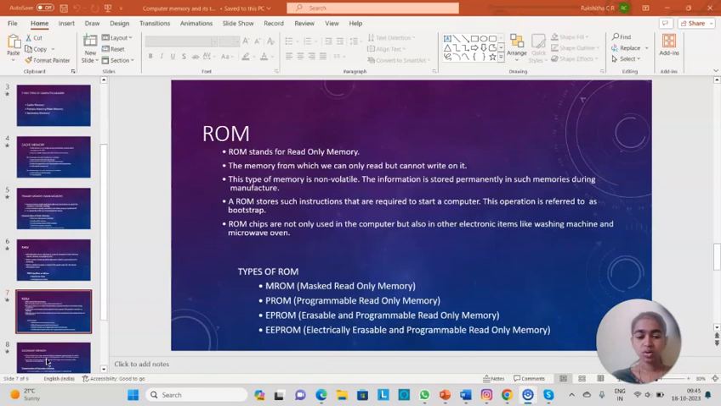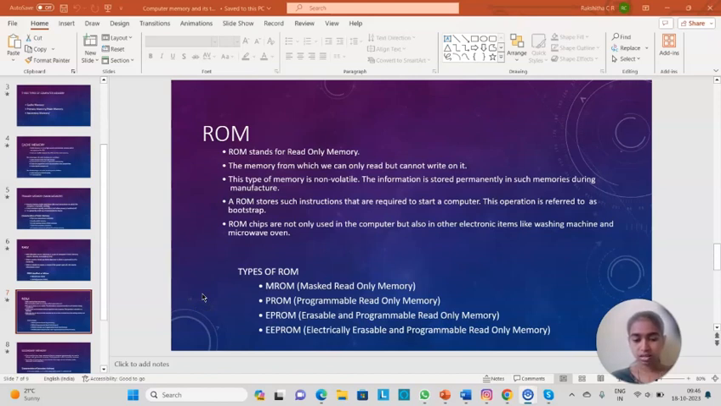ROM chips are not only used in computers but also in other electronic items like washing machines and microwave ovens. ROM is comparatively cheaper than RAM. ROM is comparatively slower than RAM. Types of ROM: MROM, PROM, EPROM, EEPROM.